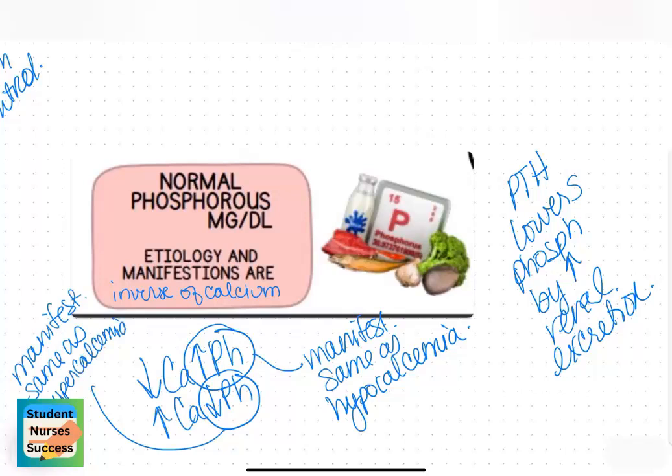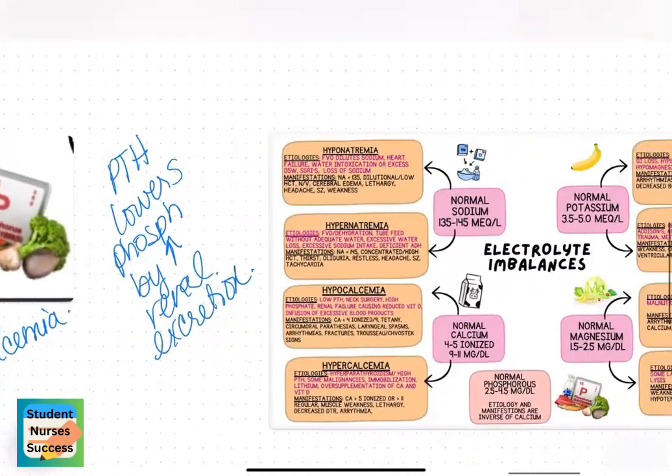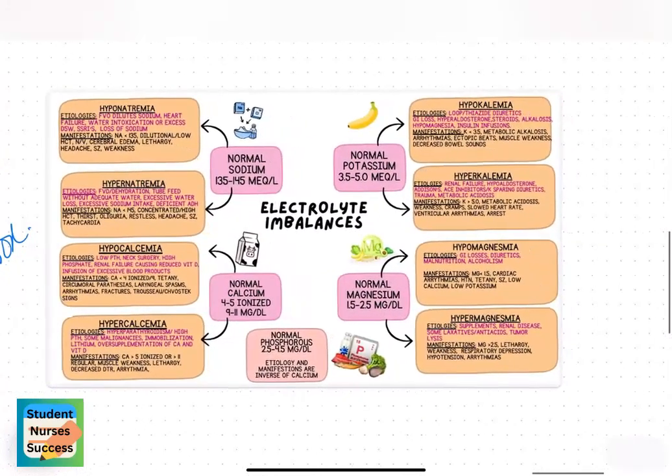And that's just an easier way to remember it. Normal phosphorus levels are 2.5 to 4.5. And there you go. You are finished with your map on electrolyte imbalances.